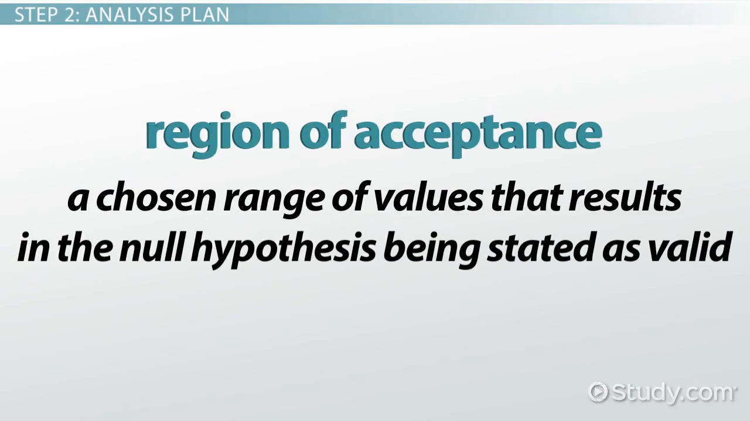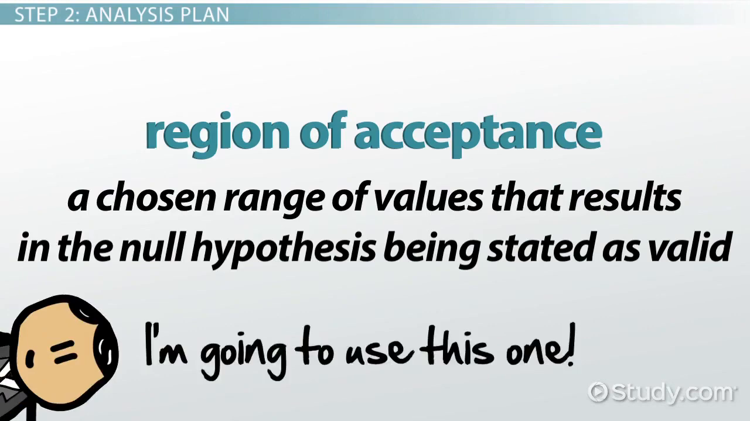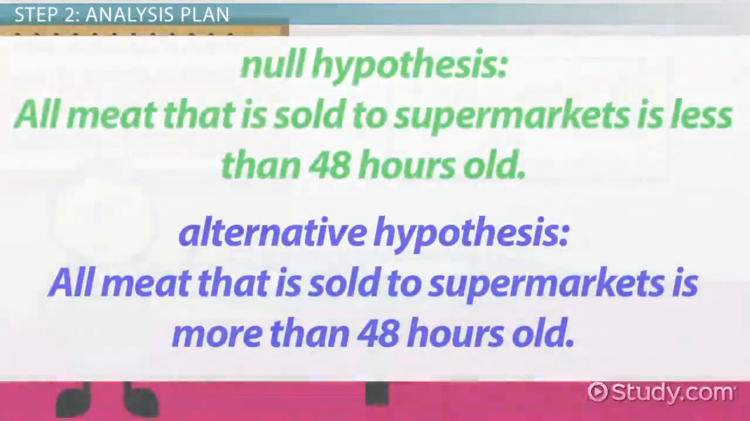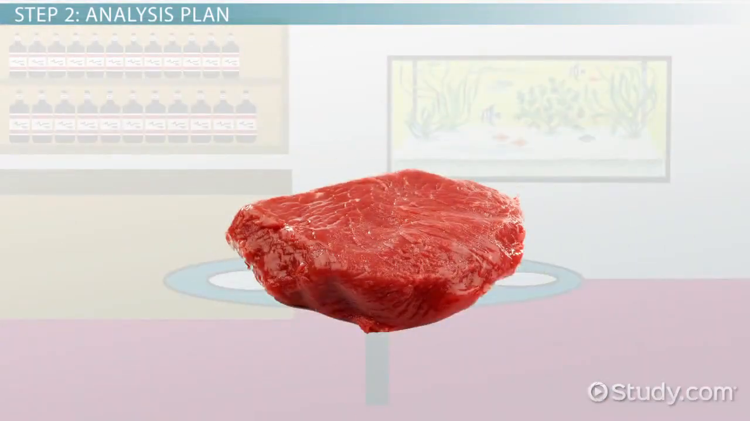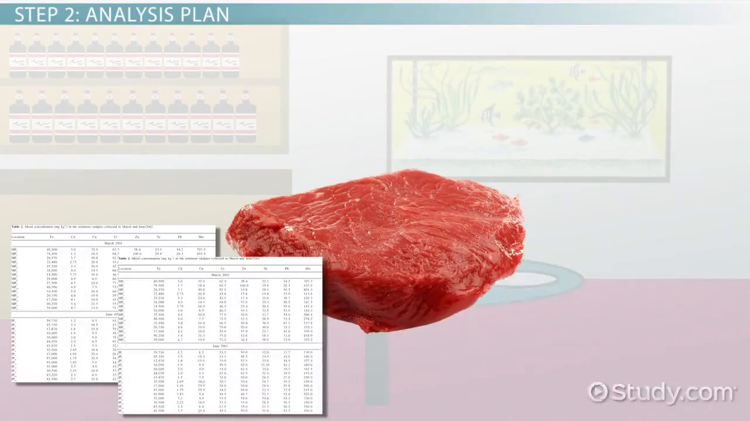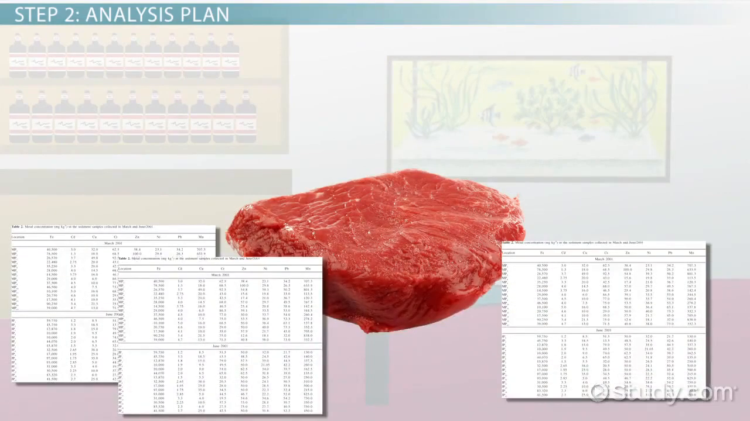For this step, Sam decides to analyze his data using the region of acceptance. The statistic that Sam decides to use is the amount of hours the meat is at that is being sold to supermarkets. Sam goes to various meat providers and checks to see the age of the meat that is being sold. He then analyzes this statistic to see how many meat providers are shipping meat out under 48 hours.